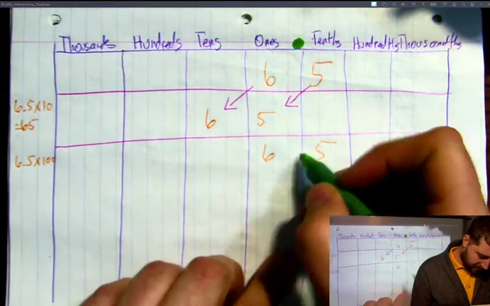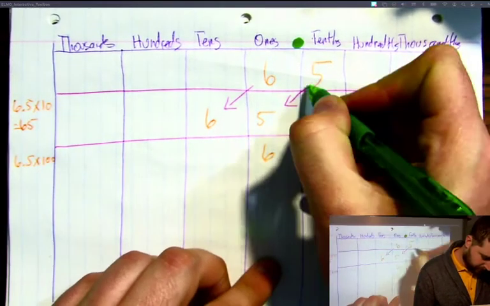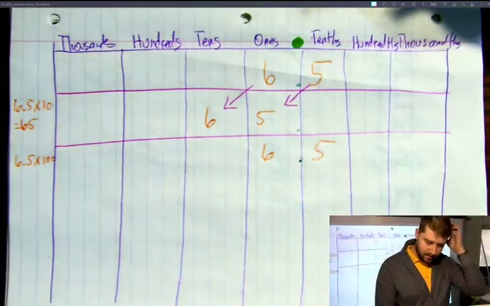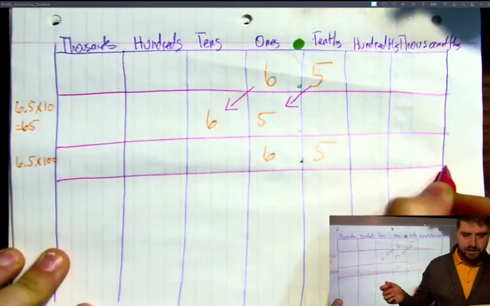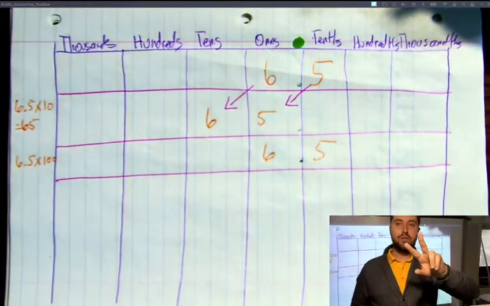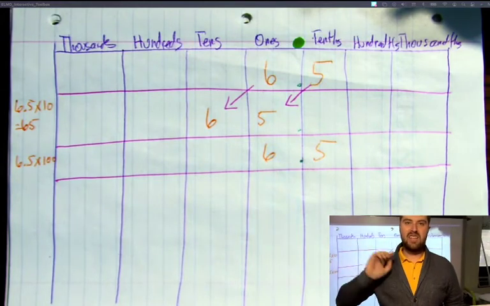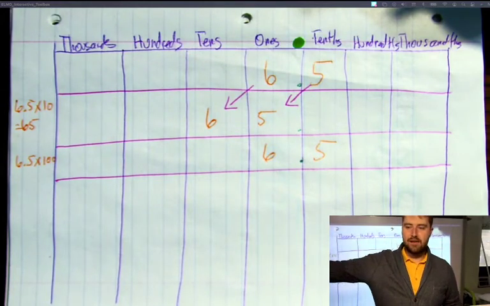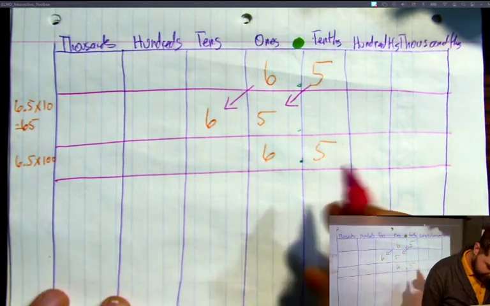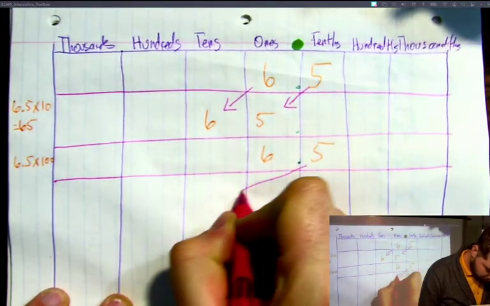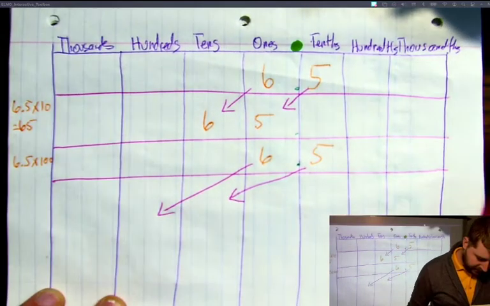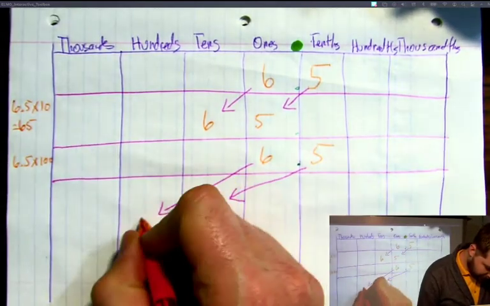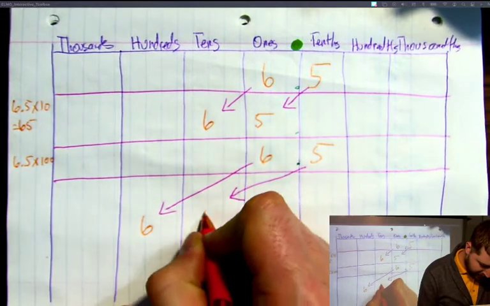I'll put our decimal place right there so we got it still. And we are going to, this time, multiply it by 100. So when we multiply a number by 100, it is going to move 2 places to the left. Each digit moves 2 place values to the left. So our 5 is going to go 1, 2. Our 6 is going to go 1, 2. Our 6 lands here in the hundreds place, and our 5 lands here in the tens place.